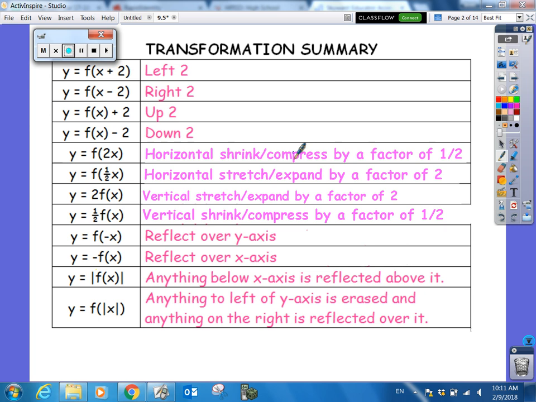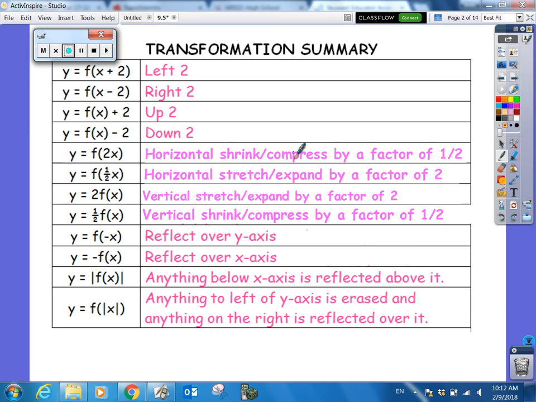So when we ask you what is the transformation, you can either say vertical shrink by a factor of 1/2 or compress by a factor of 1/2. Notice that when it's out in front, whatever that number is, that is what is happening to the graph. You're multiplying the y's by 2, or by a half, or a third, or -2, whatever it is. It's happening to the entire function.